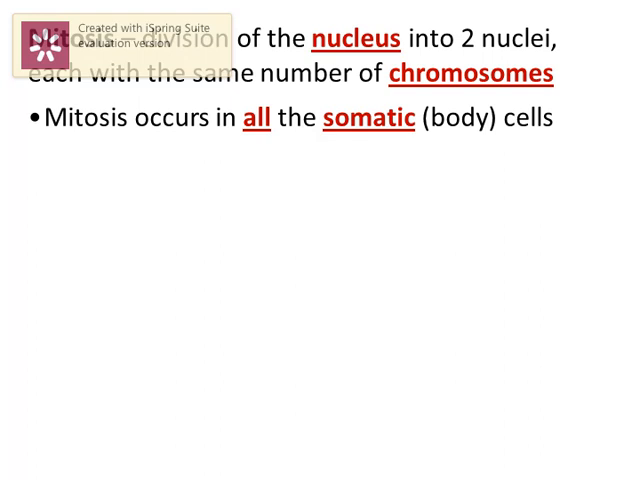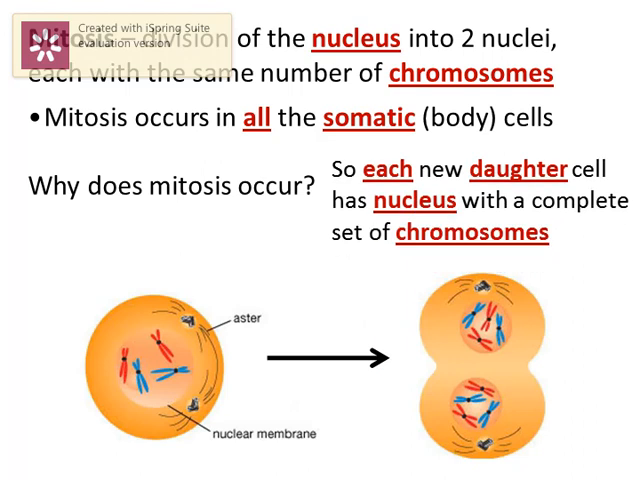The question is, where does mitosis occur? The answer is that mitosis occurs in all the somatic cells of plants and animals. So what is the need of mitosis? Why does mitosis occur? Each new daughter cell has a nucleus with a complete set of chromosomes. So each daughter cell gets its cytoplasm and nuclear or genetic material by means of cell division, by means of mitosis, which is explained in the images below.